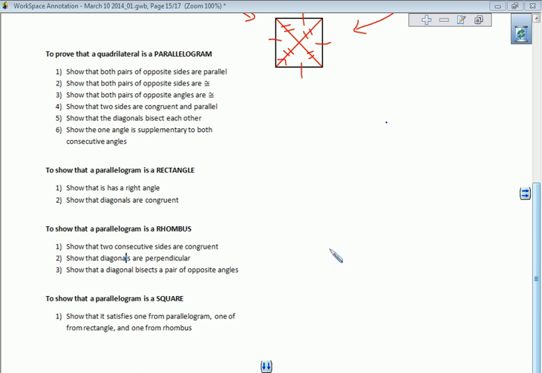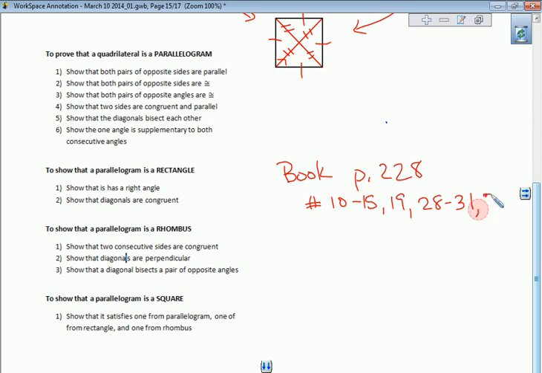Okay? Your homework is out of your book. It is on page 228. Tonight, we're just doing 10 through 15, 19, 28 through 31, and 35. Keep in mind, your construction project is due tomorrow.